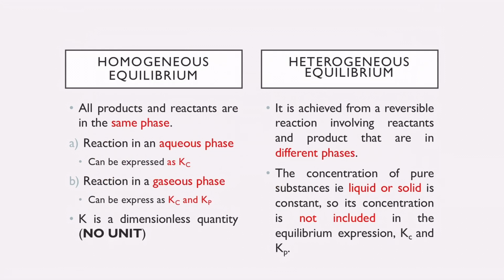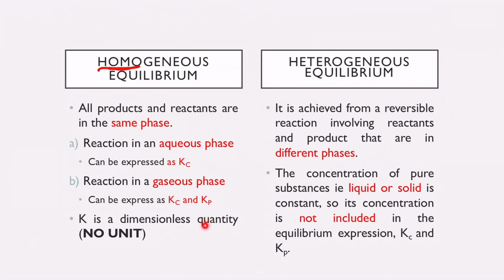Okay, so first we're going to define homogeneous and heterogeneous equilibrium. You know, homo means the same. So that means that all products and reactants in your system are in the same phase, right? So you can have all your products and reactants in aqueous phase. If you have aqueous phase only, then you can express your equilibrium constant as Kc. If you have gaseous phase only, then you can express your equilibrium constant as Kc or Kp.